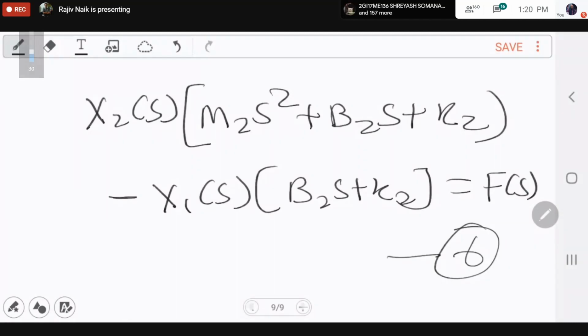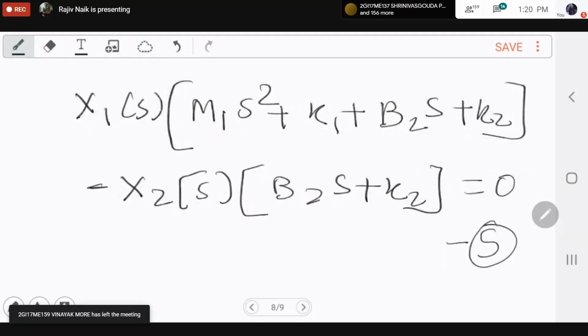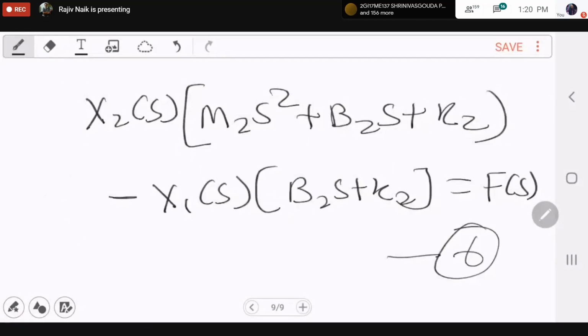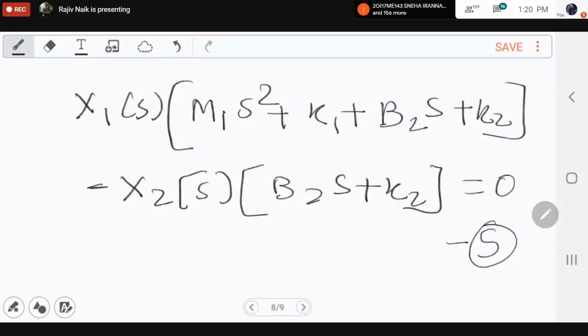Now see equation number 5 and equation number 6. This is equation number 5. This is equation number 6. Now equation number 5 is an algebraic equation. This is no longer a differential equation. That is the advantage of Laplace transform. The basic job of the Laplace transform is to convert a differential equation into algebraic equation. And these algebraic equations can be solved.